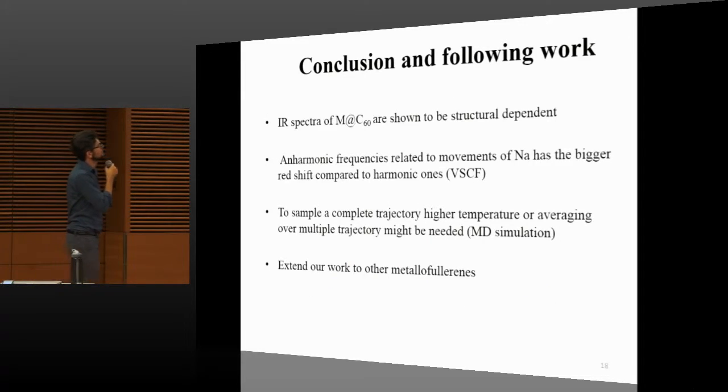And as results, IR spectra for these compounds, as I mentioned, are very structure dependent. And anharmonic frequencies show the redshift compared to harmonic ones. And in future, in order to sample a complete spectra, we need to, first of all, include the couplings between modes, and also we need to put higher temperature in our system, and also we need to consider multiple trajectories instead of one, and then we can extend our work to other metallofullerenes. Thank you.